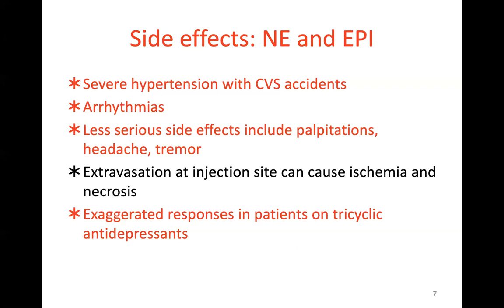With norepinephrine and epi in particular. All right, so first of all, remember they're transmitters, and we're going to give them exogenously. So number one is that these drugs can't cross the blood-brain barrier. Our biggest concern is that their side effects are really extensions of the mechanism of action. So one of the things that can happen is we can get severe hypertension with these drugs.